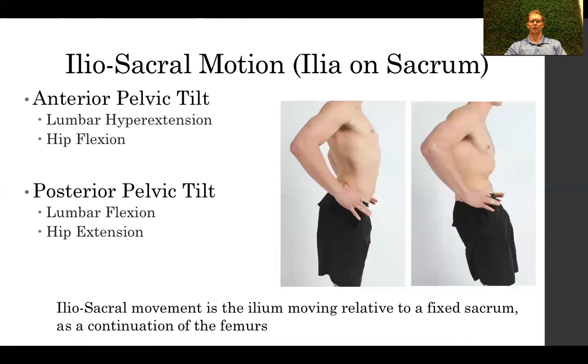With iliosacral motion, you have your anterior pelvic tilt and posterior pelvic tilt. Anterior pelvic tilt is going to be associated with extension of the lumbar spine, but then also hip flexion. So someone tilts forward, you can see more lordosis, but then also the hips are flexing forward. A posterior tilt is going to be associated with lumbar flexion, as you can see in the picture on the right. And then that's a relatively extended position of the hip.